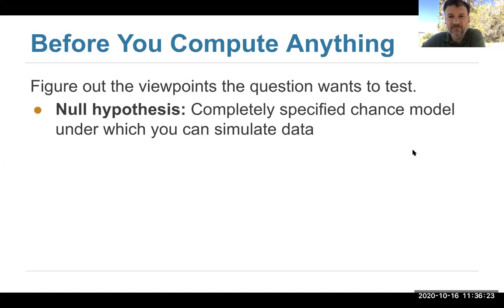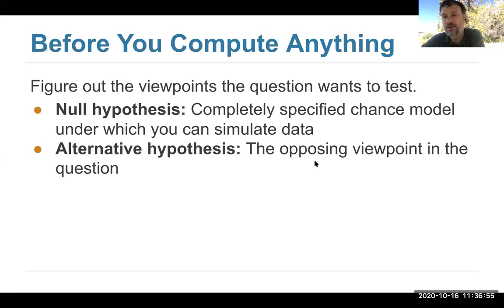The null hypothesis is a description of how the world works that has a completely specified chance model. What that means is it describes the chances of everything that could happen, everything that's relevant to the outcome of this experiment. Completely specified means specified enough that you could simulate data that would happen if the null hypothesis were true. And then the alternative hypothesis is the opposing viewpoint, the other possibility about how the world works. It doesn't have to be completely specified. You don't need to be able to simulate from it.